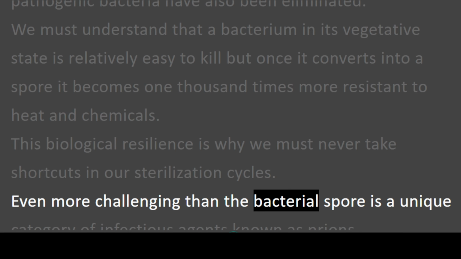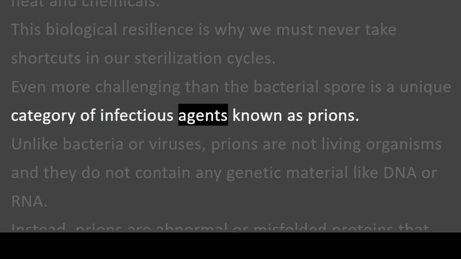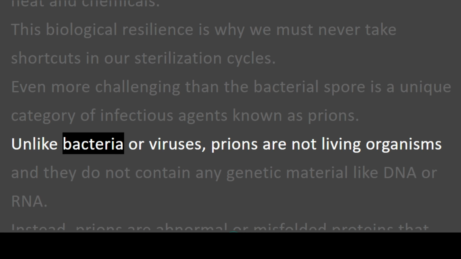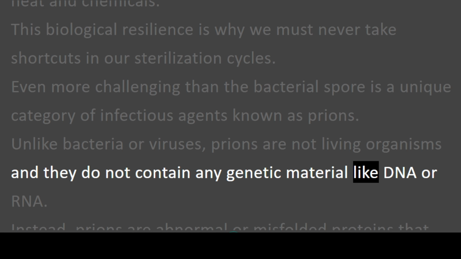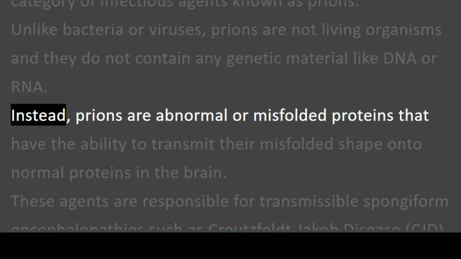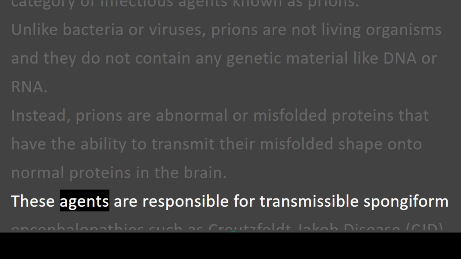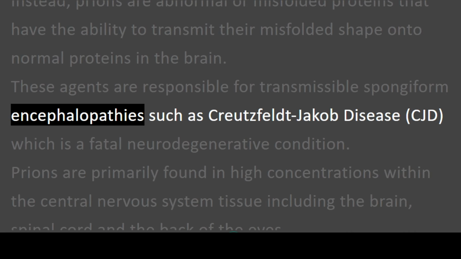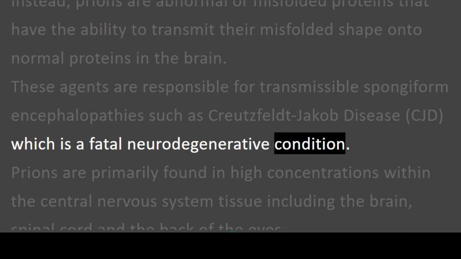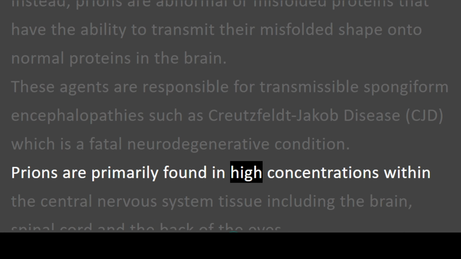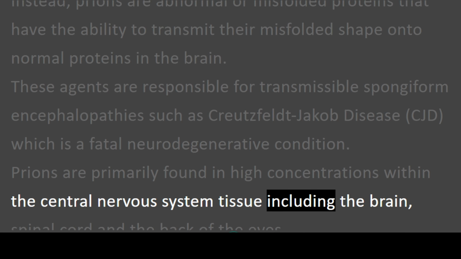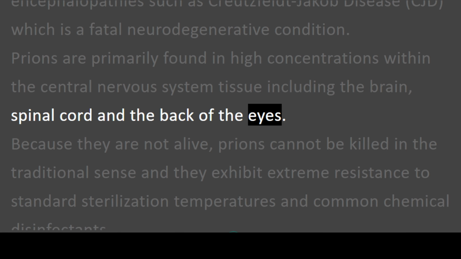Even more challenging than the bacterial spore is a unique category of infectious agents known as prions. Unlike bacteria or viruses, prions are not living organisms and they do not contain any genetic material like DNA or RNA. Instead, prions are abnormal or misfolded proteins that have the ability to transmit their misfolded shape onto normal proteins in the brain. These agents are responsible for transmissible spongiform encephalopathies such as Creutzfeldt-Jakob disease, CJD, which is a fatal neurodegenerative condition. Prions are primarily found in high concentrations within the central nervous system tissue, including the brain, spinal cord, and the back of the eyes.